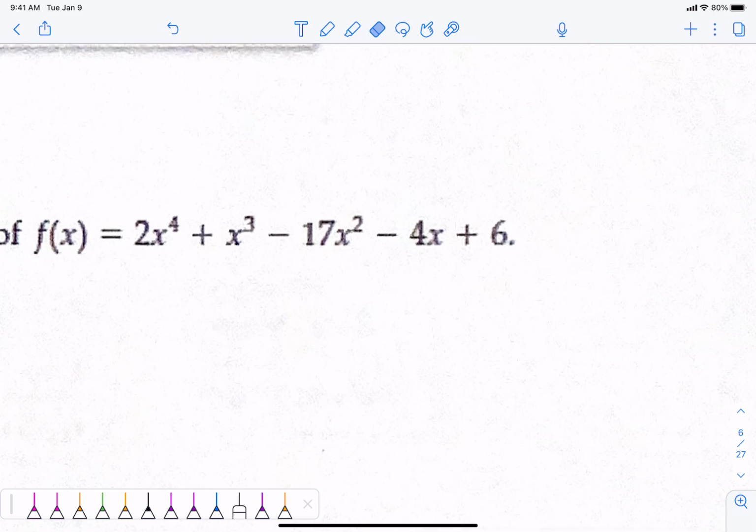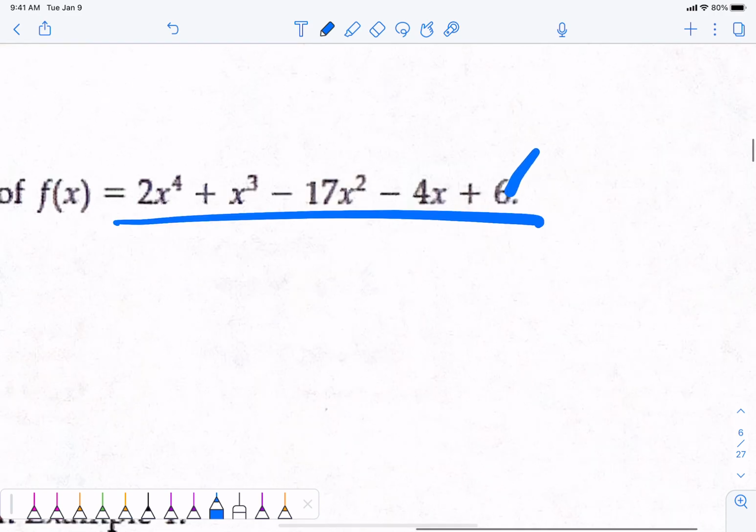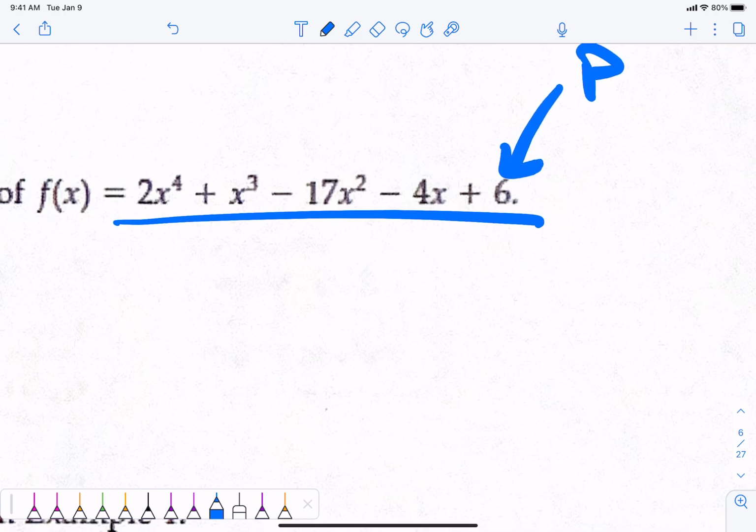All right, we're going to label this first example right here. And I'm going to tell you what is P and what is Q. And this is the only thing we care about right now. Ready? The 6 is P. The 2 in the front is Q.